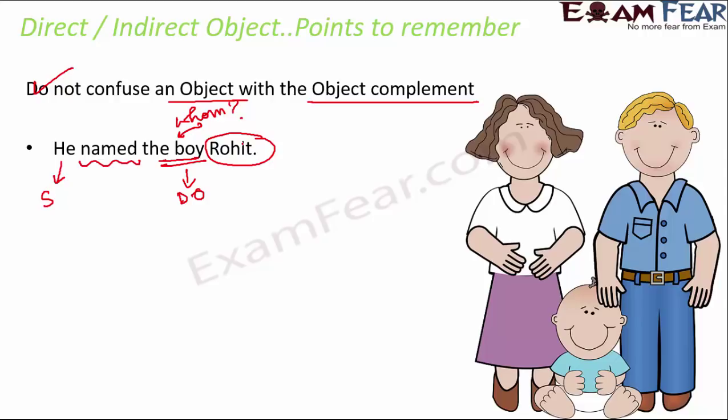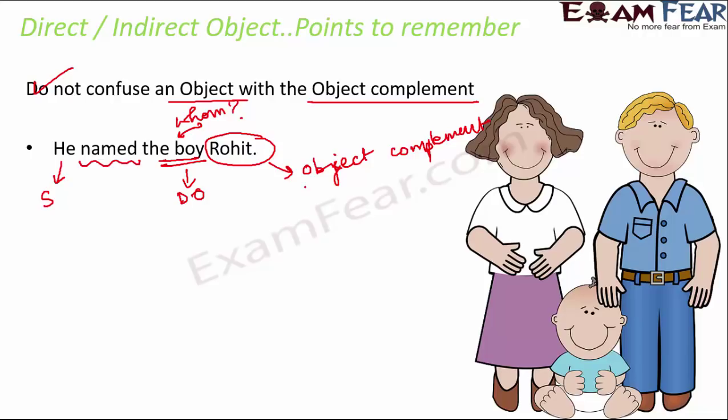Then what is Rohit? Rohit here is the object complement. That means Rohit is describing the object. It is telling what is the name of that boy. It is telling the specific name of that boy is Rohit. So it is describing the object further. So it is object complement and not the object.